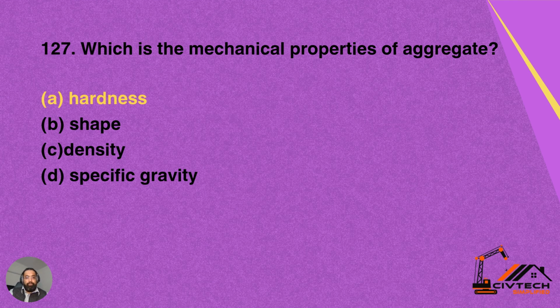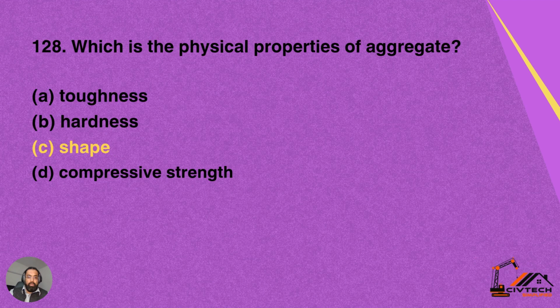Question number 127. Which is the mechanical property of the aggregate? Option A is hardness, option B is shape, option C is density, option D is specific gravity. Now you see option A is hardness, which is the mechanical property, while shape, density and specific gravity are the physical properties of the aggregate. So the mechanical property is only one, option A, which is hardness. So option A is the correct answer for this question.